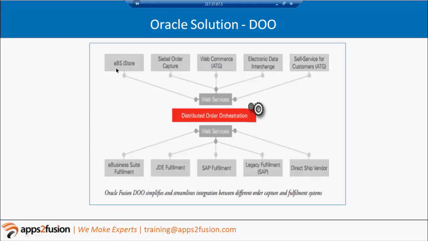Here we can have a look at this. We have eBiz iStore, Siebel order capture, Commerce ATG, EDI, whatever the order capture system is. The order capture system sends its data, or sales orders, or its demand, whatever it is, to DOO in the form of a web service.